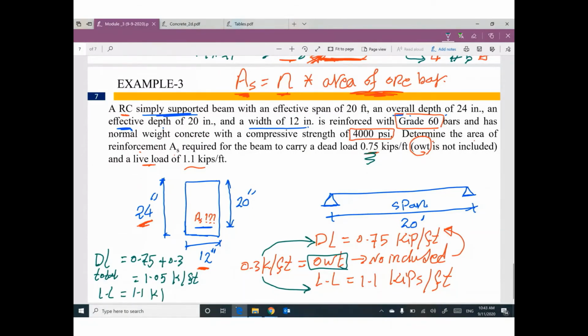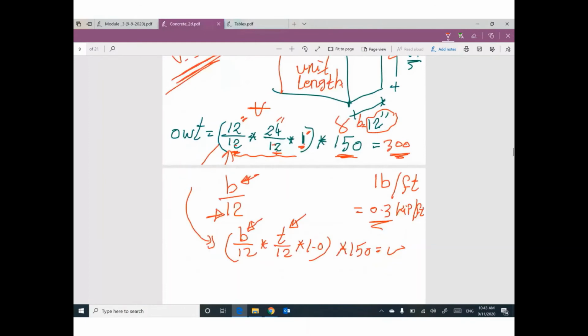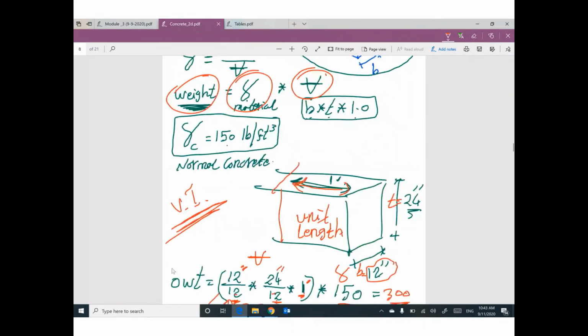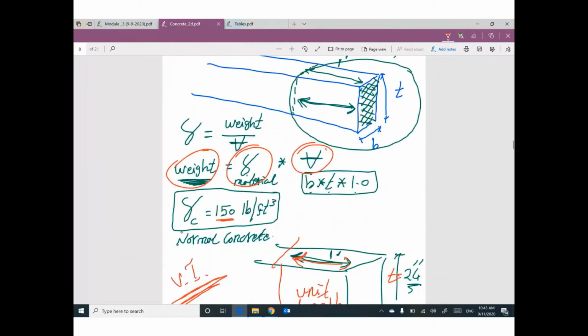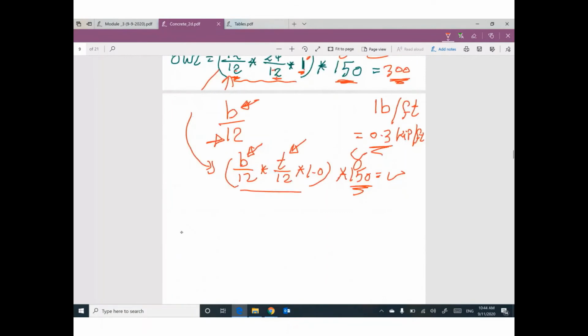Robert, your question is, what is 150? 150 is gamma of concrete. We need to multiply volume times gamma. Volume is this value. 150 is gamma of concrete. We are talking about one type of concrete, which is normal weight. So this value will be constant, 150.